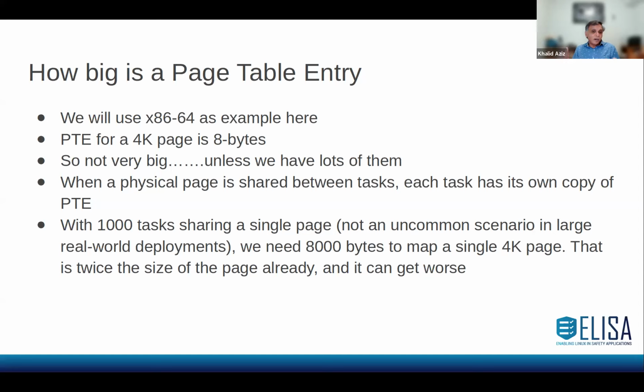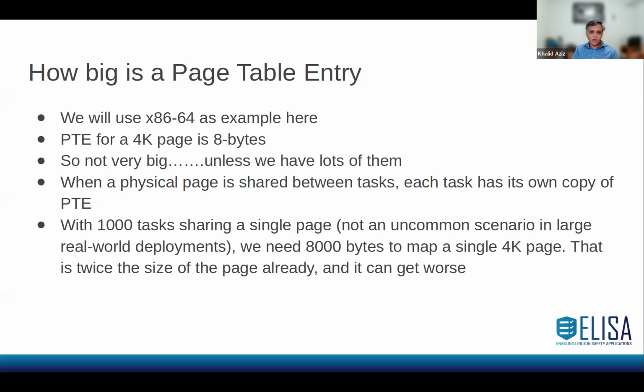Let's say we have only 1,000 tasks that are sharing that single page in the database. 1,000 tasks times 8 bytes. That's already 8,000 bytes. So for a 4K page, we need nearly 8K of space just to store page table entries. Now let's try to scale it up.